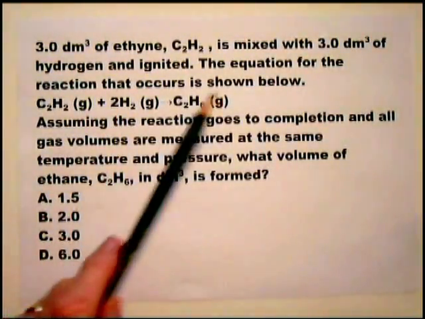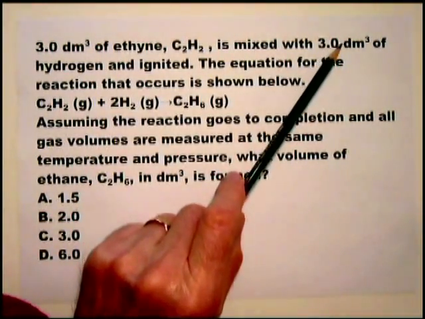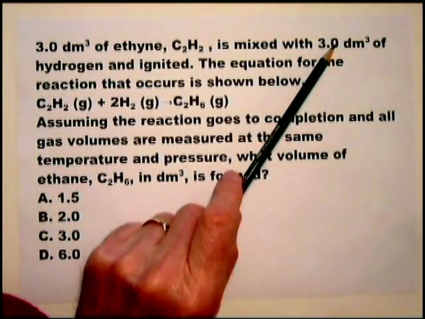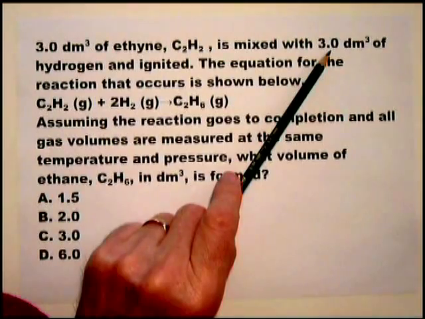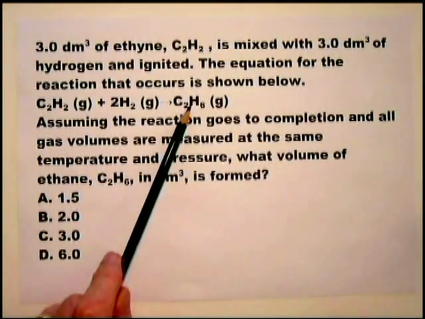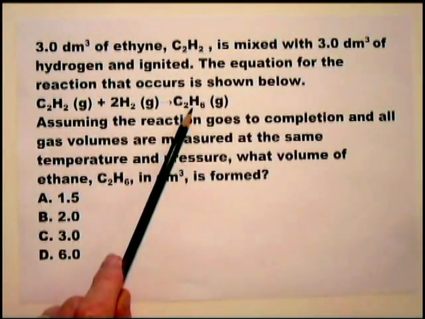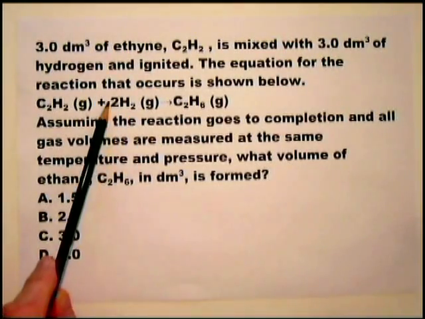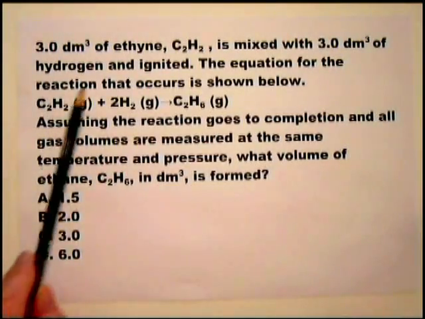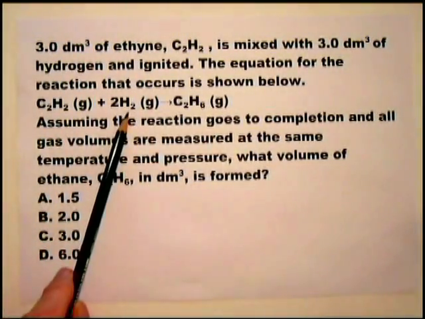We don't have 6 decimeters cubed of hydrogen, we only have 3. Therefore, hydrogen is the limiting reagent, the limiting reactant. And therefore the amount of ethane formed is going to be dependent solely on the volume of hydrogen. The C2H2 is irrelevant, forget it.